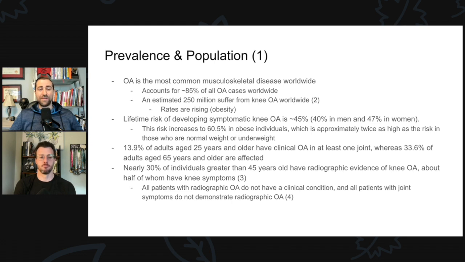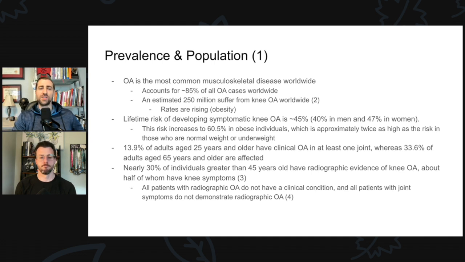Because you also have the hip, you have the ankle, you have all the joints in the body that can be affected by osteoarthritis. Knee is by far the most common, right? An estimated 250 million folks suffer from knee osteoarthritis worldwide. This is symptomatic osteoarthritis, and rates are rising over the course of time, probably because we're living a little longer and there's more obesity, right?